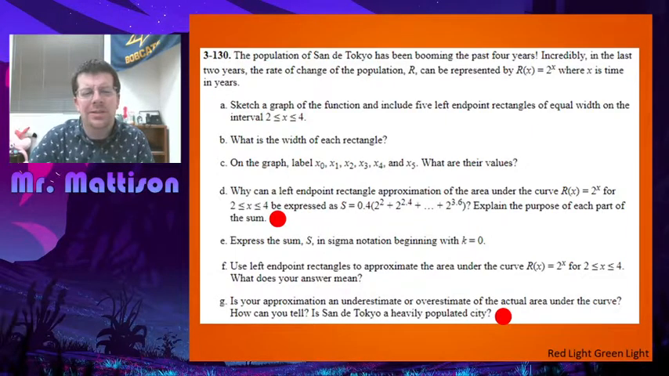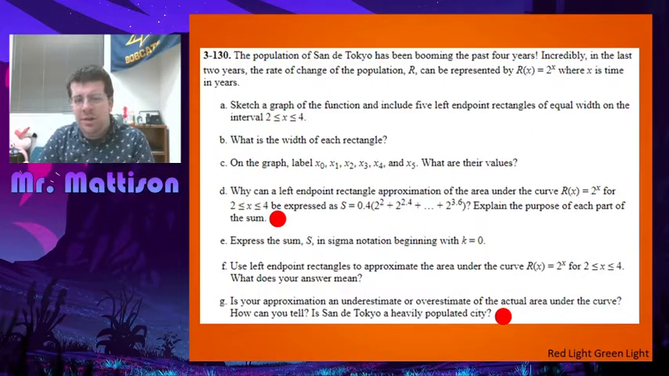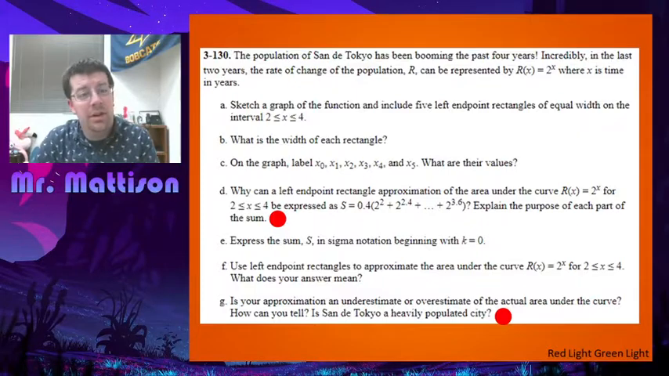So go ahead and pause the video, work through A through G here. It should be very similar to what we did in 323. So if you want to reference that as a point of what do I do, go ahead and do that. But then unpause and come back here and we'll go over that.